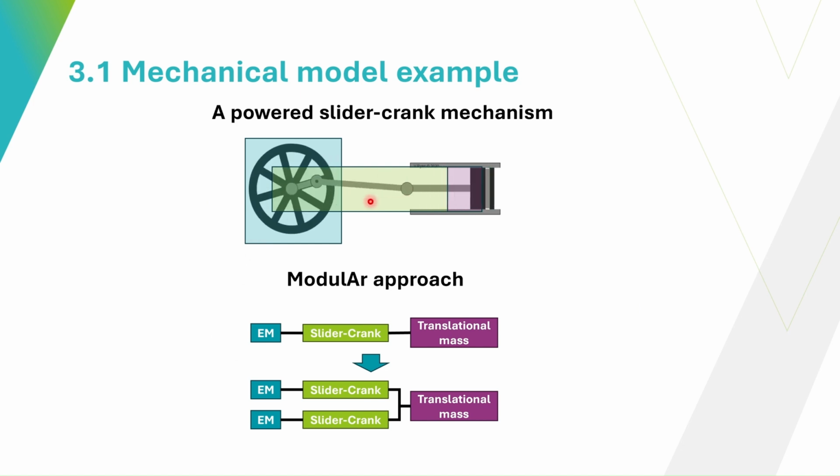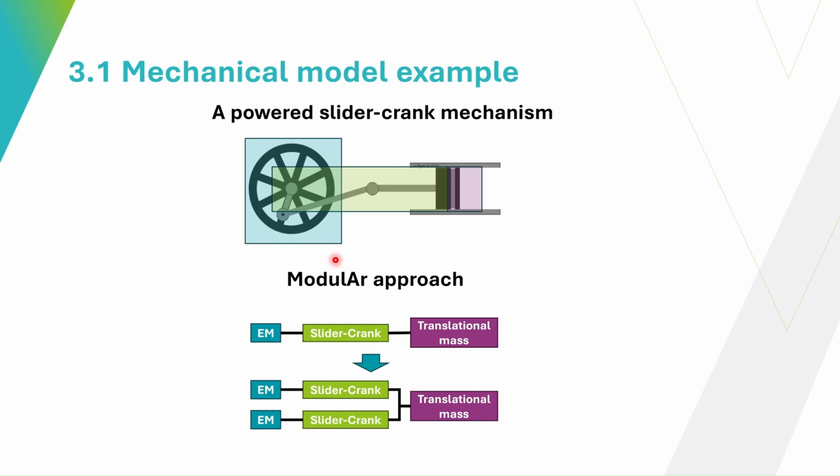So the model we will use for the tutorial is the following one. It's a really simple powered slider crank mechanism. So first, we will have a crank here continuously rotating. It could be powered by an electric motor, for example. Then we will have in green the slider crank mechanism, which is converting the rotating motion into a translating motion. And finally, we have here in purple a load that we have to move back and forth.